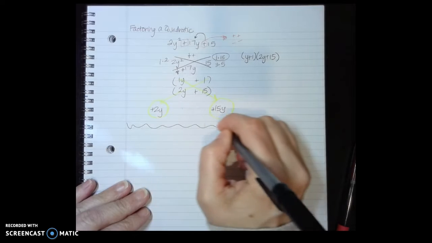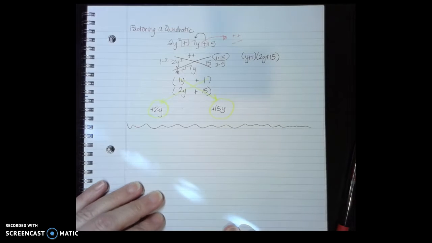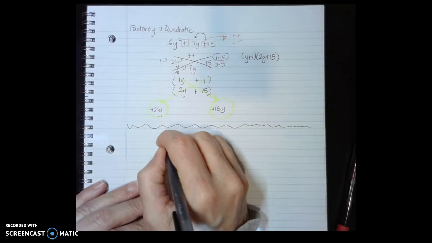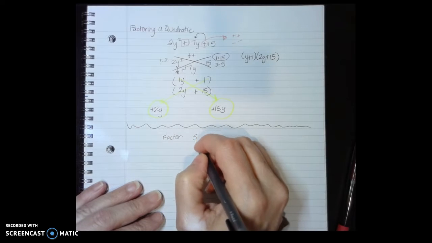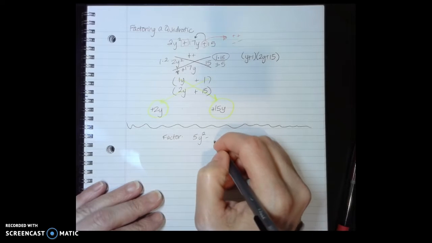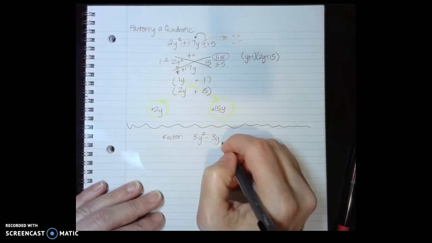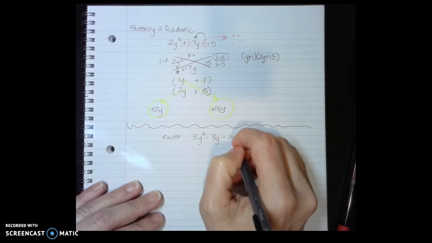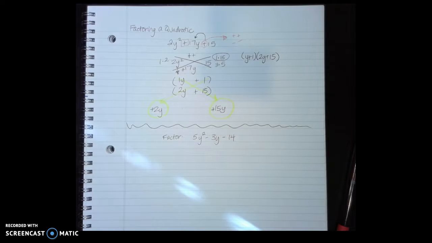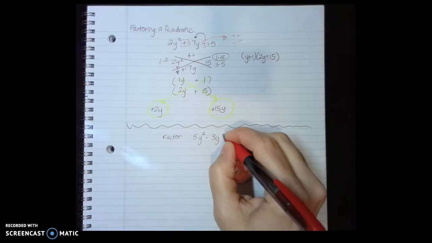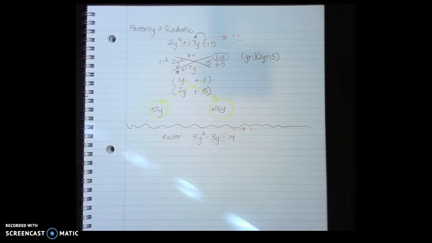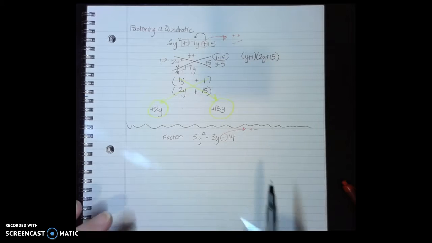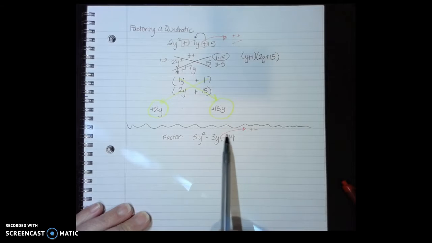For this one, my signs were the same. Let's look at this guy. I'm going to factor 5y squared minus 3y minus 14. If you notice this time, my sign in the back is a negative. And so that tells me that my final signs, one's going to be a plus and one's going to be a minus, because the only way to get this last is if I had a positive times a negative.